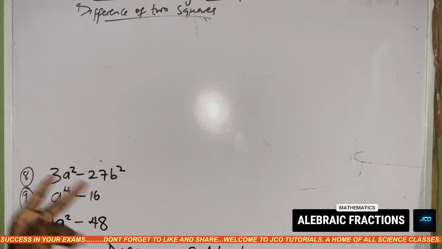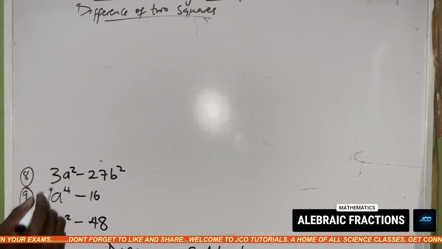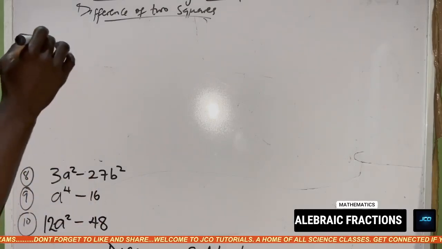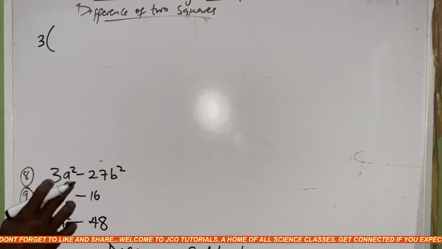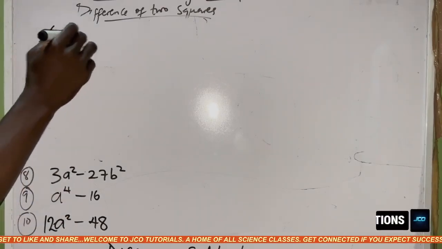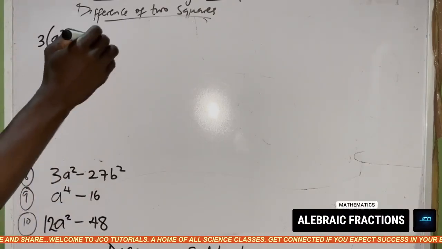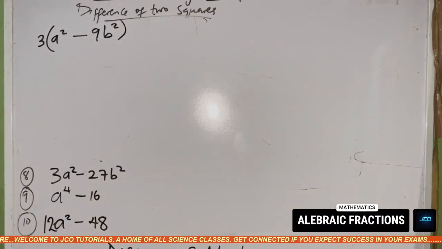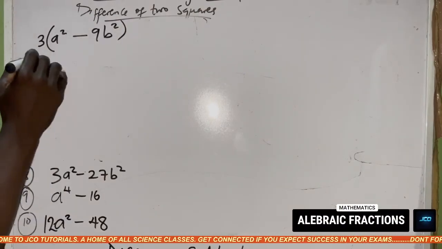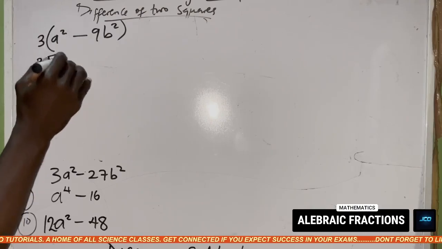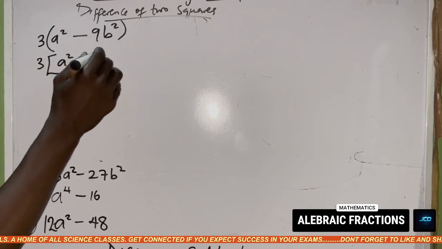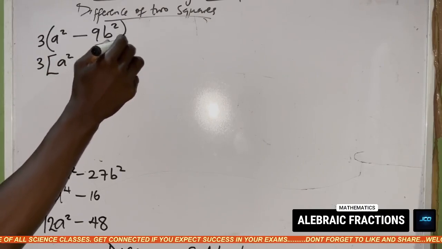Try to factorize it by looking for what is common. Between 3 and 27, 3 is common. 3 divided 3a square. What is left is a square minus 3 divided 27 is 9b square. So if you look at it very well, a is already squared. 9 is what? 3 square. Then b square.